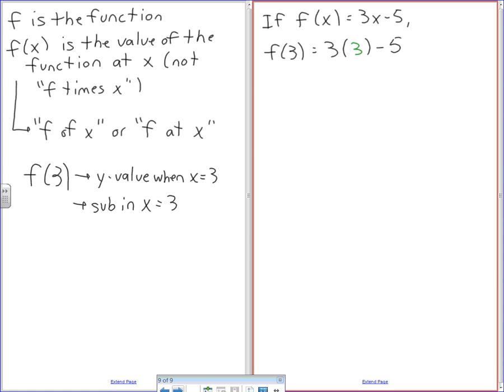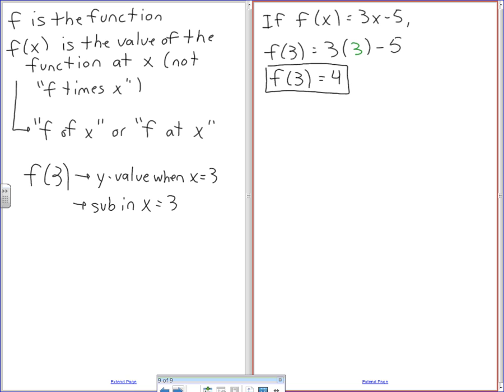All right, Grace, can you tell me what 3 times 3 is? Good. And 9 minus 5 is? 4. Good. So f of 3 happens to equal 4. That's all we're saying. So the best way to think of f of x is just like the y values, but only for a function. If you plug 3 into this function, you're always going to get a 4. That's all that's saying to you. Questions and comments and fears on that?